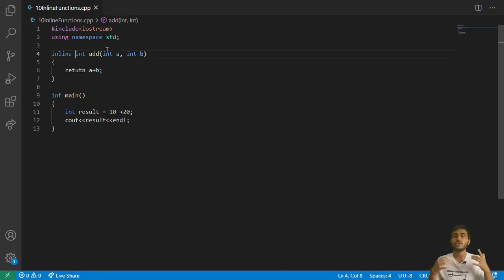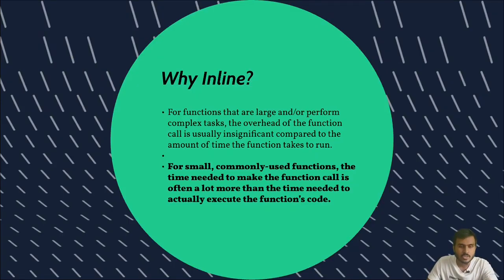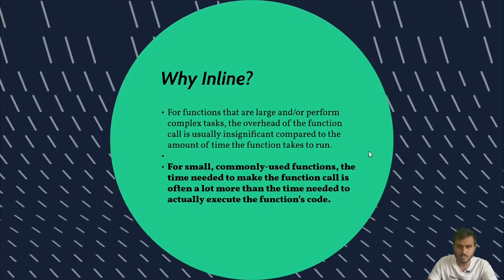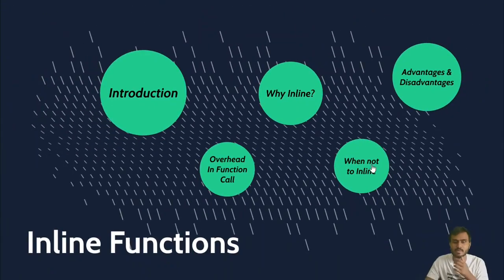So don't think that if you define a function as inline, the function call will always be replaced with the function body. It's not going to happen. The compiler is the entity that decides whether or not this function can be made inline. Alright, there are a few rules where you cannot make the function inline, so let me quickly show you some of them.